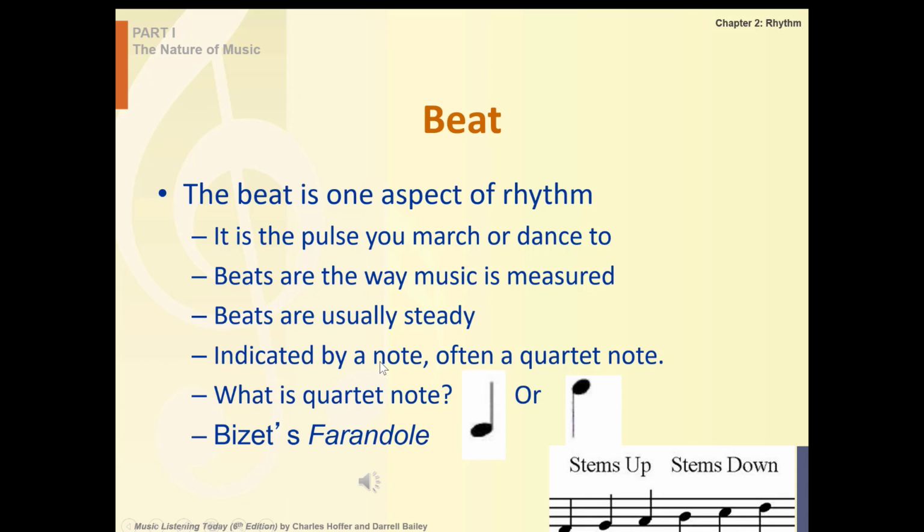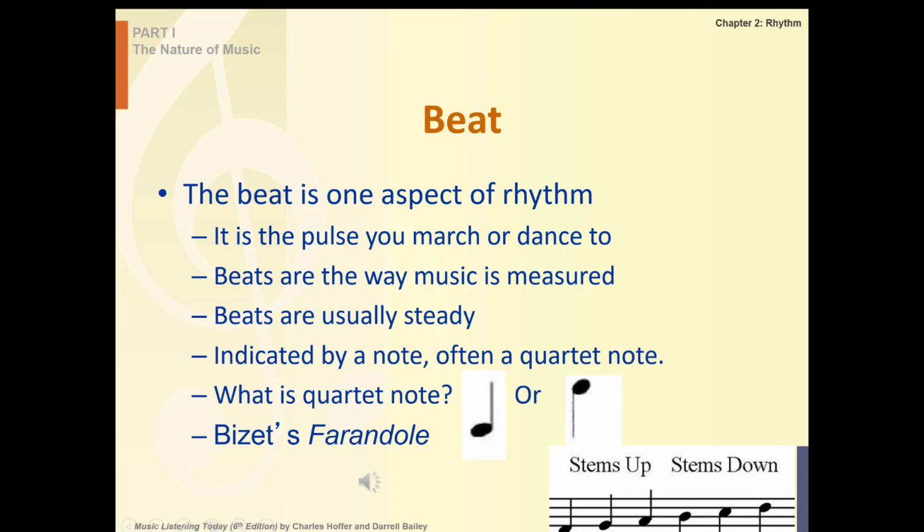What is a quarter note then? This is the notation of a quarter note. A quarter note includes a black note head and a stem. The stem direction will change depending on where the note comes on the 5-line staff.